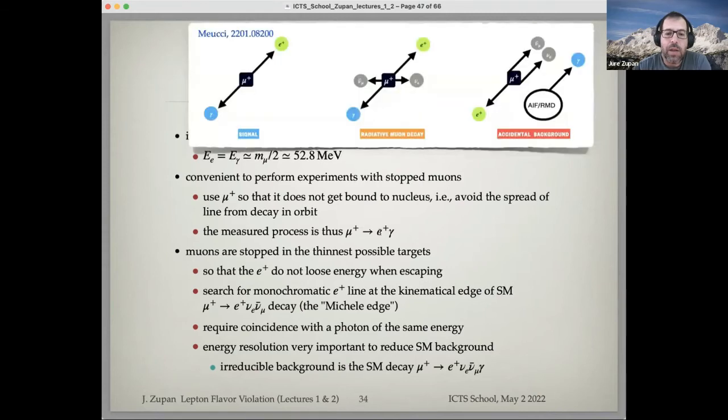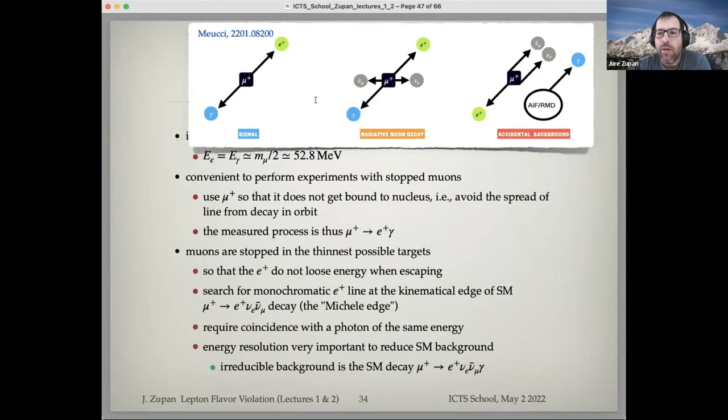The muons are stopped in the thinnest possible targets. So mu plus goes to e plus and a photon is the signal. When the positron goes out of the target, you don't want it to have to pass through a lot of material. So you want to avoid losing any energy, or as little energy as possible.